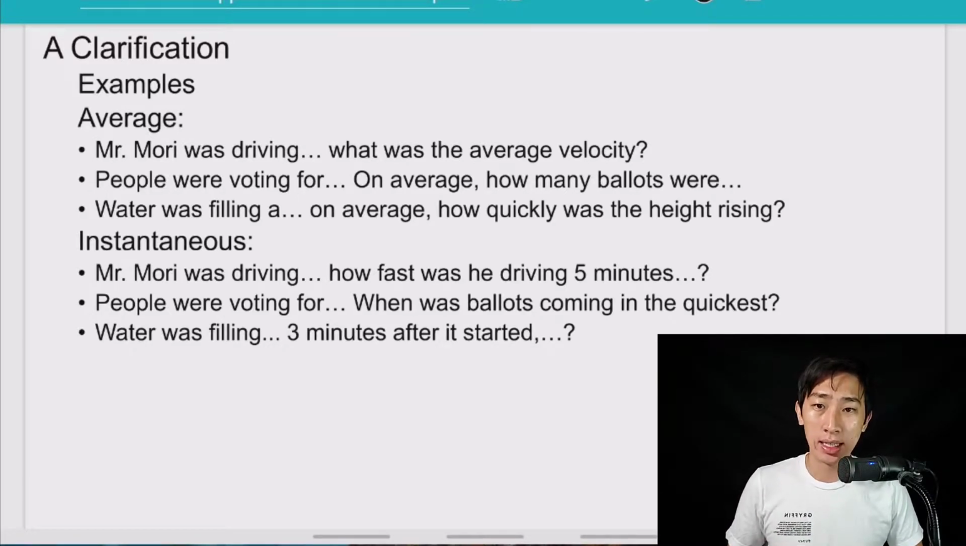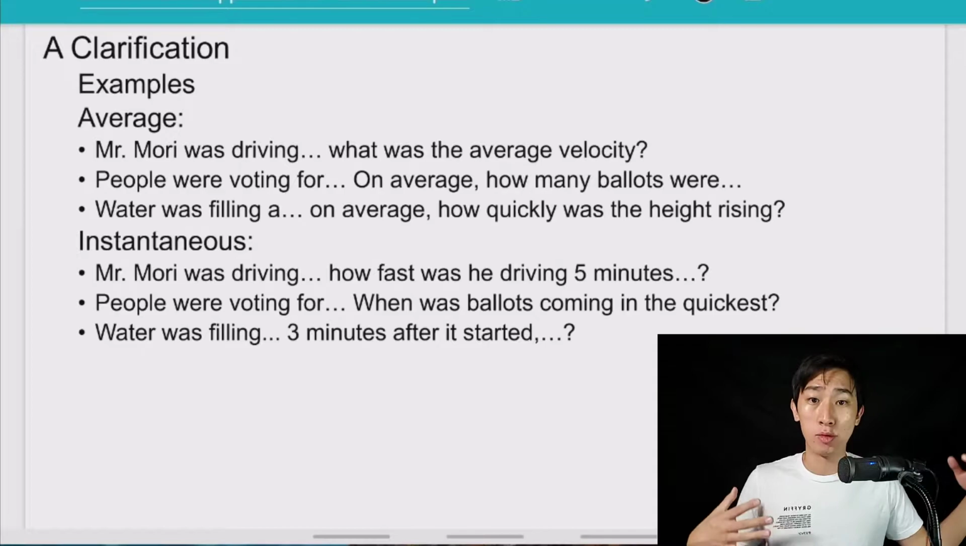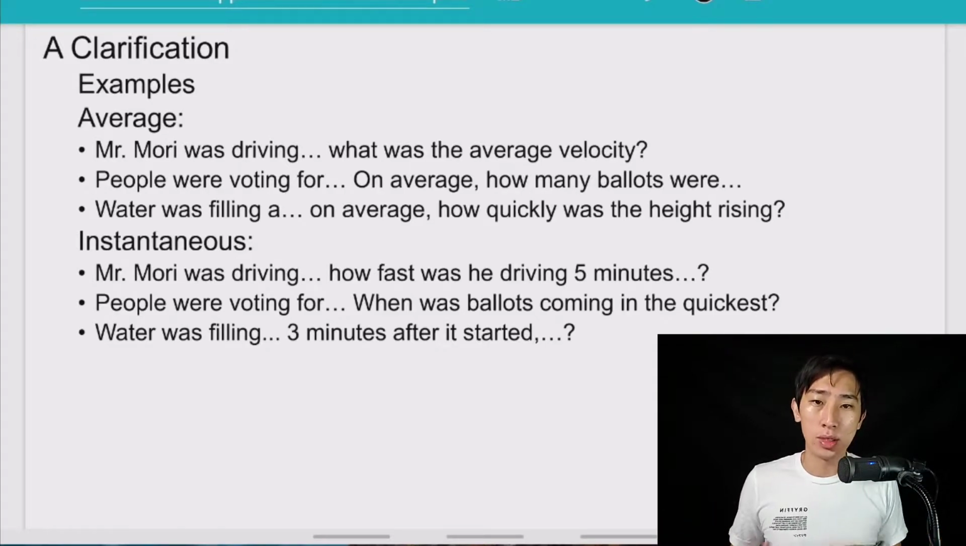Instantaneous is something like, Mr. Mori was driving and his position was given by this function. 5 minutes after he started, what was his instantaneous rate of change? Now, we talked about this when we first started talking about derivatives. If I'm driving, I'm not driving 45 miles per hour the entire time. I'm driving 15 miles per hour, I'm stopped, I'm driving 60 miles per hour. And so the average rate of change doesn't make quite as much sense.